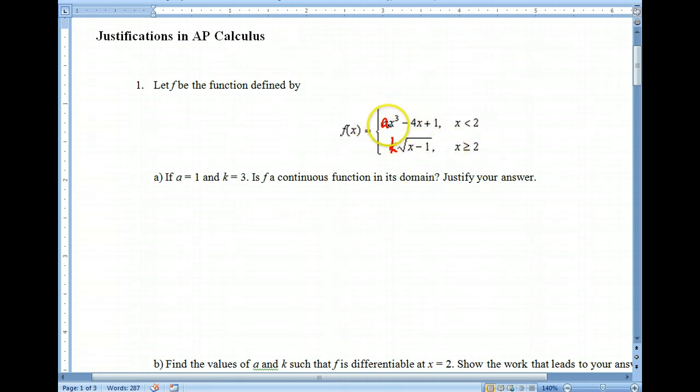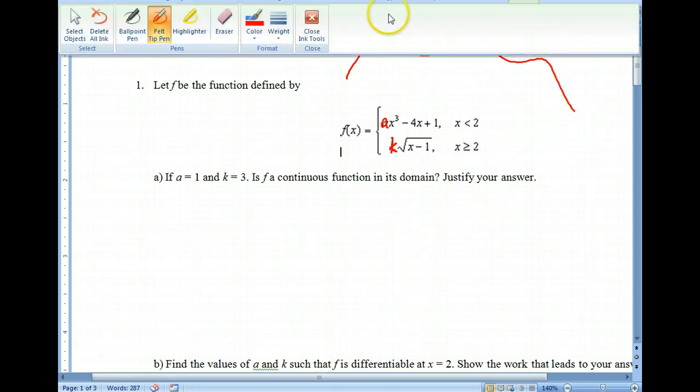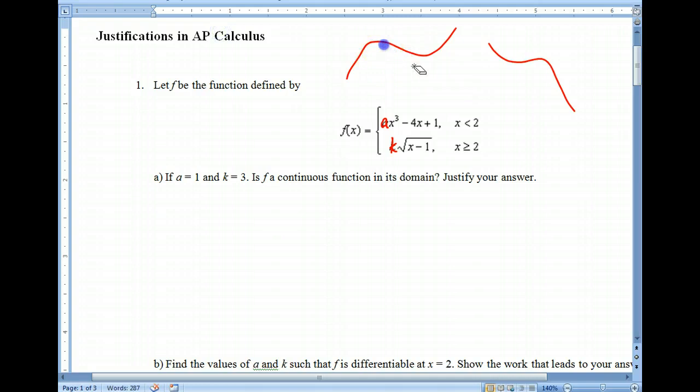For example, a positive a is going to make x to the third look something like this. And a negative a would make it look something like this. But either way, it's going to change it depending on what it is. And a lot of these questions, it's going to tell you different scenarios. So let's look. Part A: a equals 1, k equals 3.